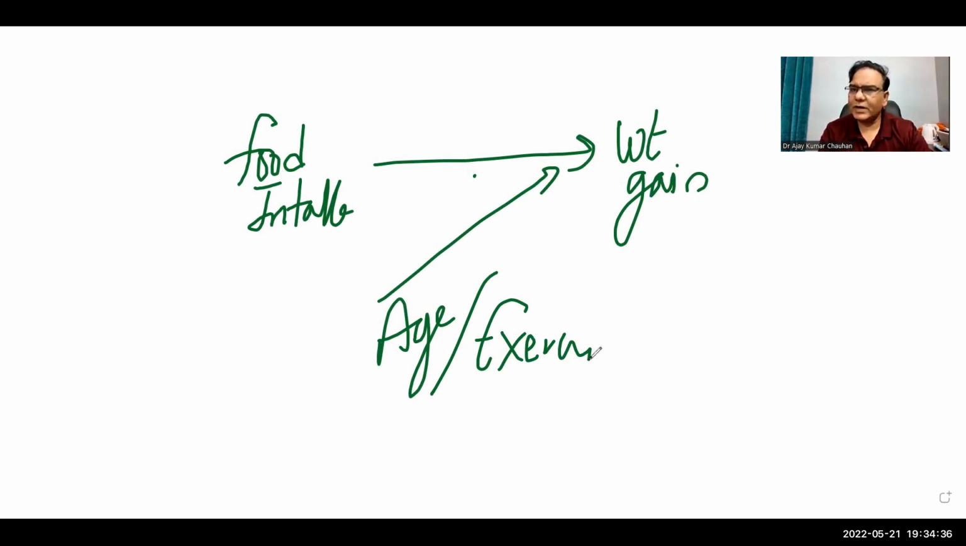Even if you eat more food, weight gain will not happen if you do exercise. And if somebody is not doing any exercise, then food intake has more impact on the weight gain. So the level of exercise is also changing the relationship between X and Y. It means exercise is playing a moderating effect between X and Y. So we have to understand the theoretical relationship between the constructs.